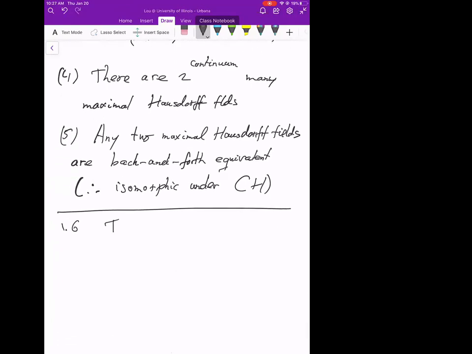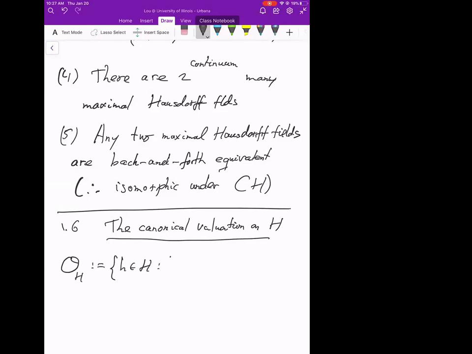statements still go through, but under extra assumptions, which I will leave to you to figure out. 1.6, the canonical valuation on H. Well, we already have that basically. So we have the subring of bounded elements of H, which is another description: the f in H which are less than or equal to n in absolute value.